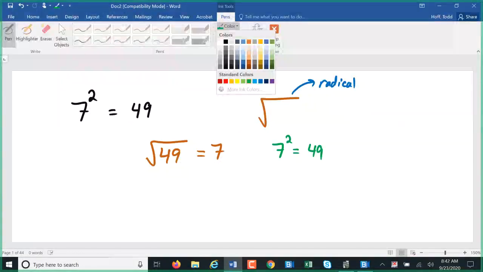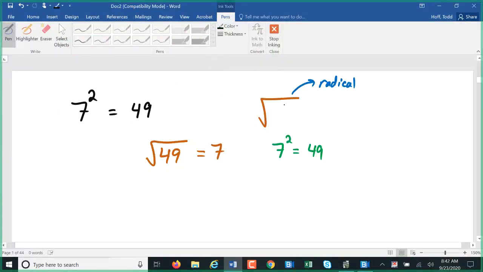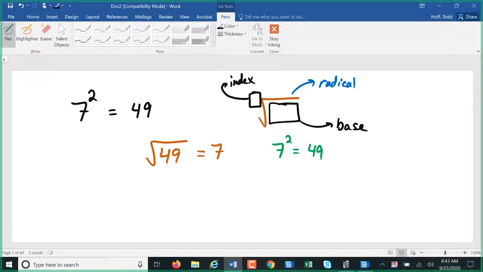That radical symbol actually has two parts to it as well. It has a part inside here, which is again called its base. That's the number being operated on. There's a number up here that is called, not its power now, but it's called an index. That tells us what power is actually being reversed here. If there's no number there in the index, it's assumed to be a 2. It's a square root.